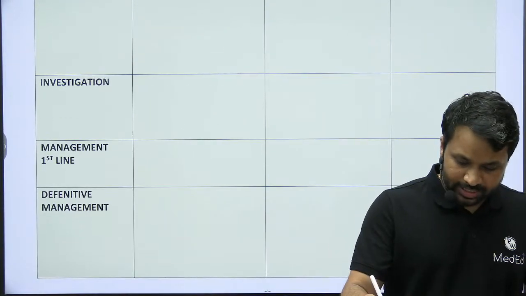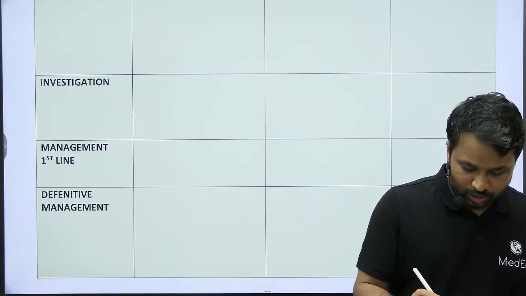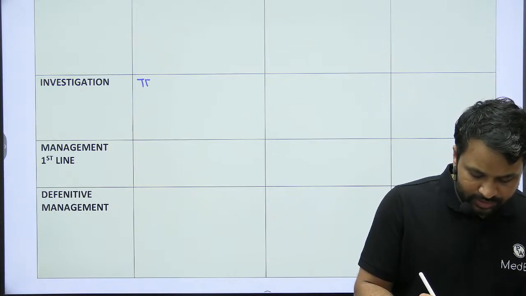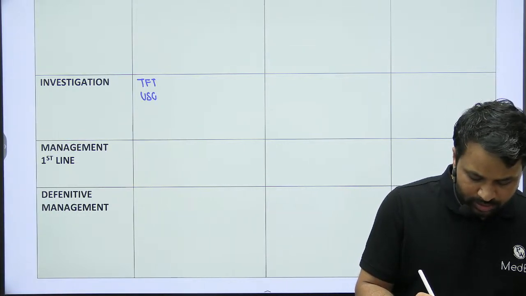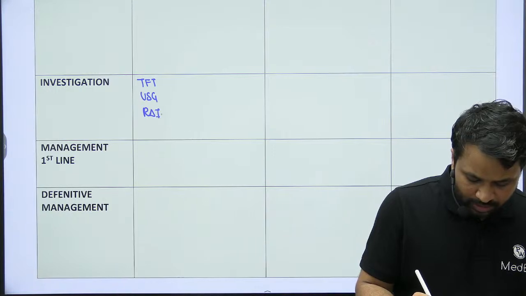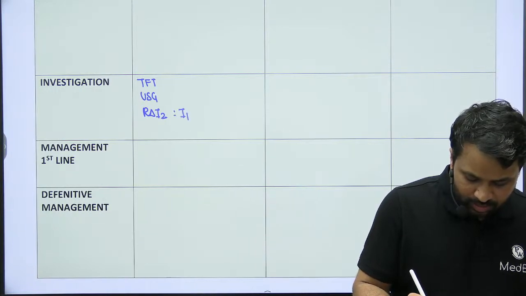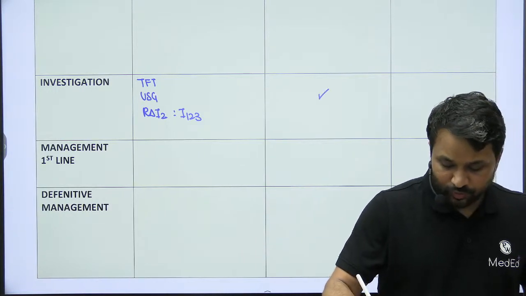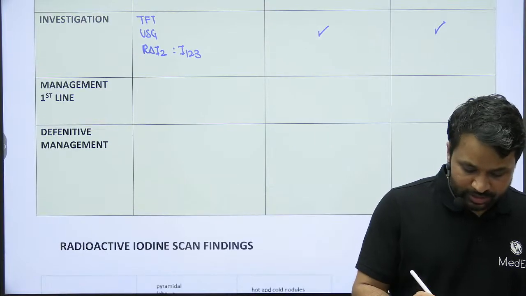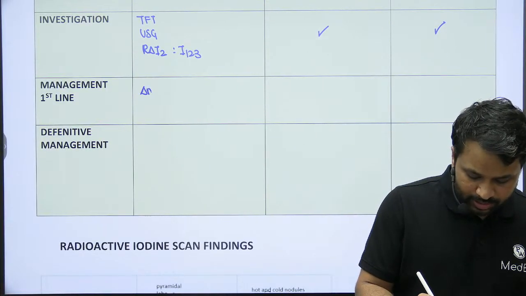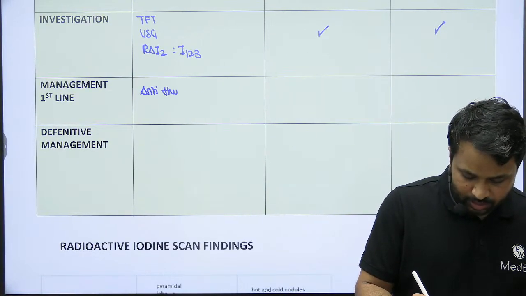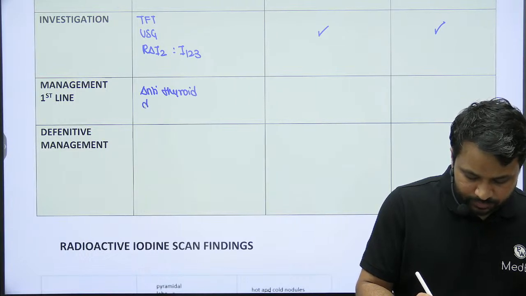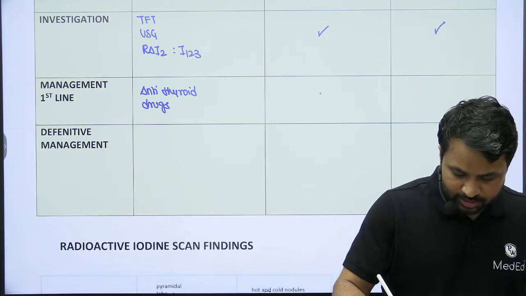Investigation, we have already dealt with. What investigations are you going to do? The first one is always a thyroid function test. Then you'll do an ultrasound and follow that up with a radioactive iodine scan with iodine 123. This is what we follow for all three disorders. The first line management is to start the patient on anti-thyroid drugs. This is going to be the same.